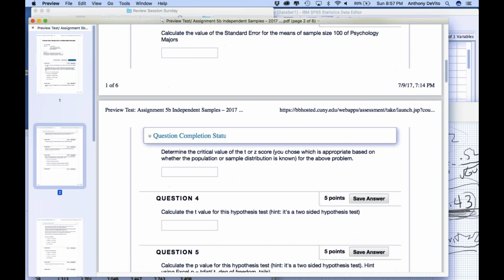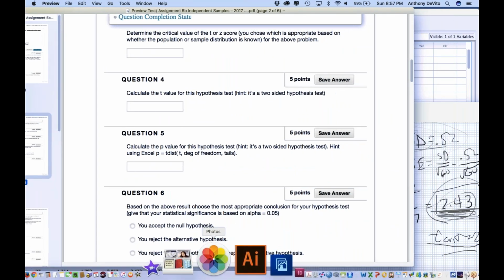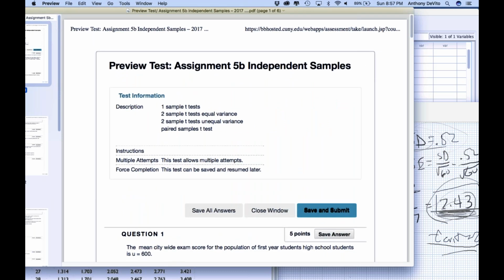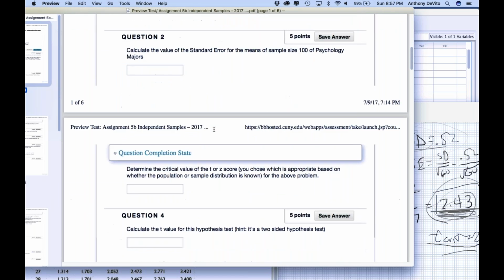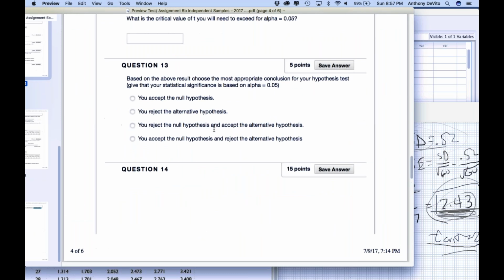Okay, so in 5B, we start to get into this idea of multiple different kinds of situations that we could be in when we're working with two samples. We could have two samples with equal variances, two samples with unequal variances, or we could have paired samples. Paired samples are really kind of the easiest of all of these. And I think there's one of these that involves paired samples here.